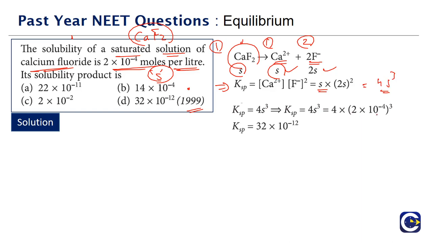2 into 10 power minus 4. So we just have to substitute it. So this will be what? 2 cube is 8, 10 power minus 4 whole cube is 10 power minus 12. So totally we'll have 32 into 10 power minus 12, which is option D. So this is a straight question. For the given type of salt, we are expressing what is the Ksp value, and once we have the Ksp formula, we just have to substitute the value of molar solubility and get it.